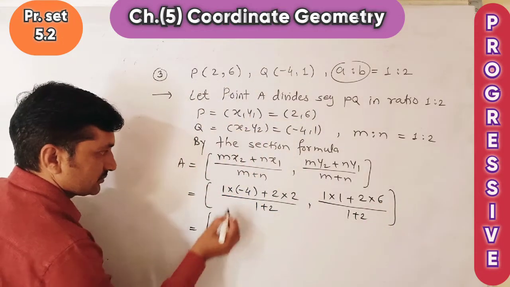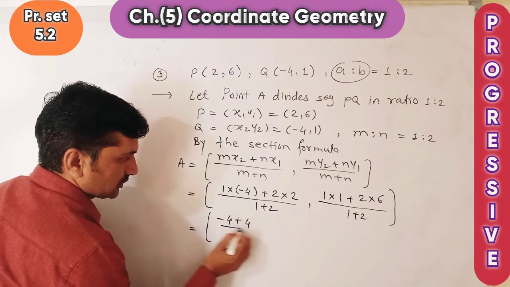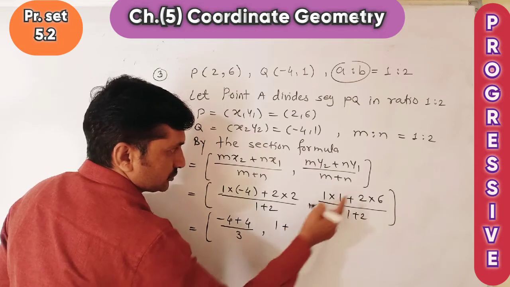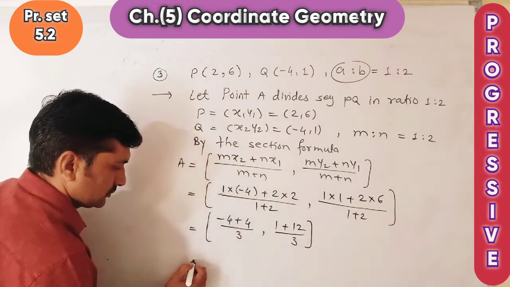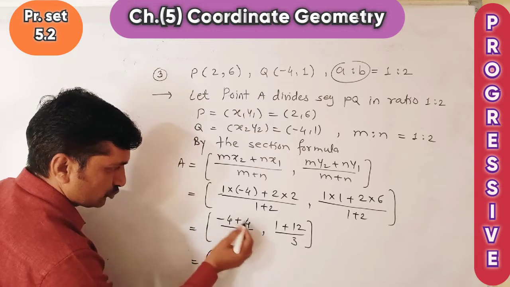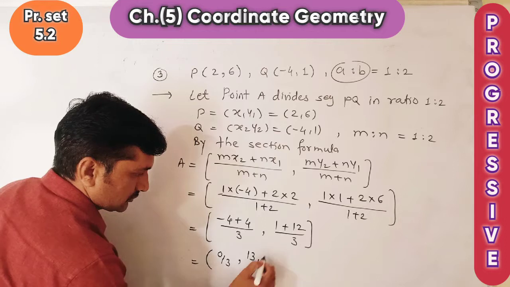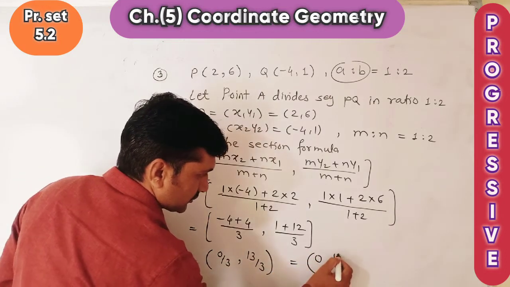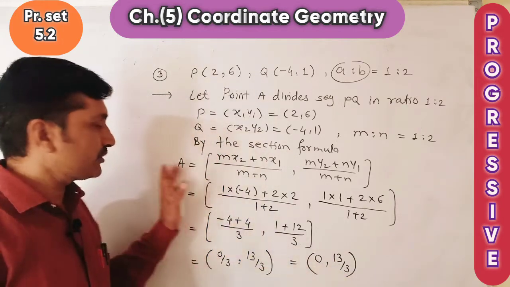Is equal to, in brackets, now do the products: -4 plus 4 upon 3, 1 ones are 1 plus 6 twos are 12 upon 3, is equal to 0 upon 3 comma 13 upon 3, which is 0 comma 13 upon 3. These are the coordinates of point A.